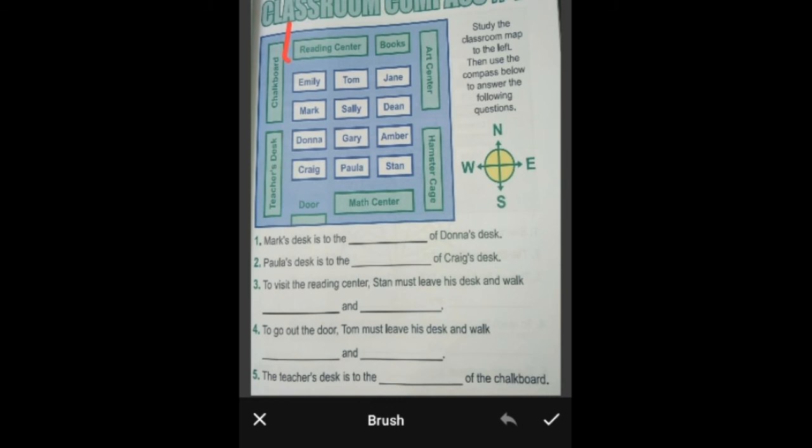Here is the reading center and here is Stan. Now whose location do we have to find out? We have to find out the reading center from Stan. So from Stan, the reading center is in the direction first north, then left, that is west. So it would be north and west in blank number 3. And as I told you, there is no problem if you write west first and then north, or north first and then west. It is totally fine.